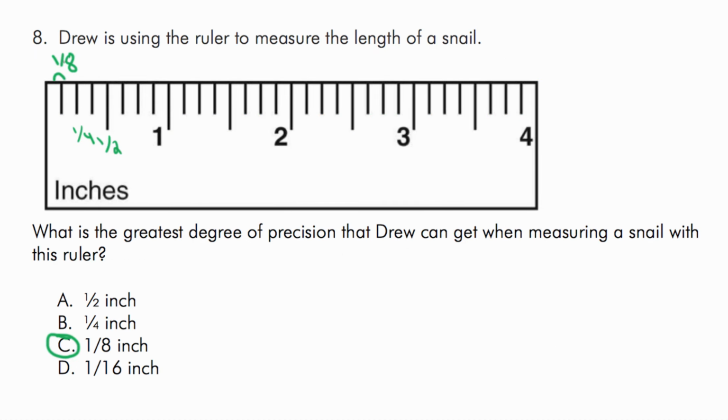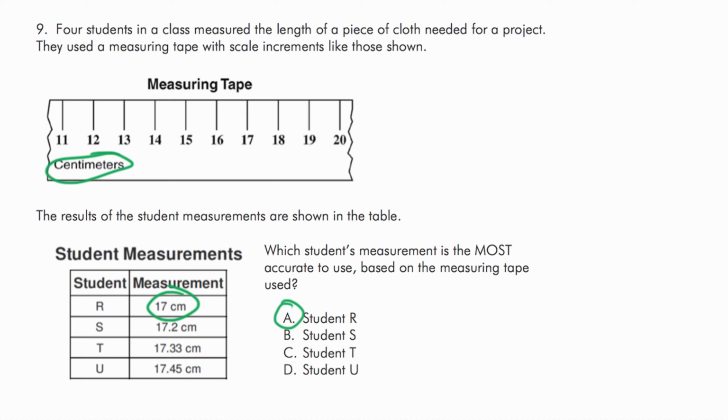For number 8, the answer is 1/8, because that's the smallest. You see, this is half, fourth, eighth. If you would split eighths again, it would be 16th, but that is not split, so the answer is 1/8. 9 is a little bit of a trick question. The table lists a lot of numbers that are more precise because there's more decimals. But the answer is A, because the centimeter ruler doesn't have any breakdown or anything. You can't measure up to the millimeters or anything like that, because it's just a centimeter ruler with no spaces lined up or anything like that.